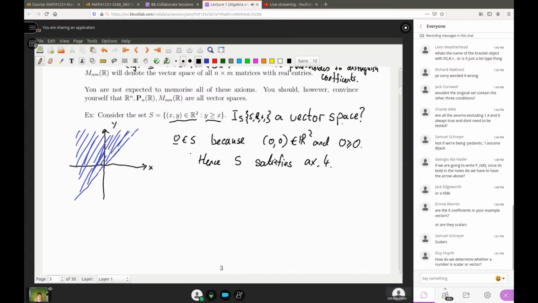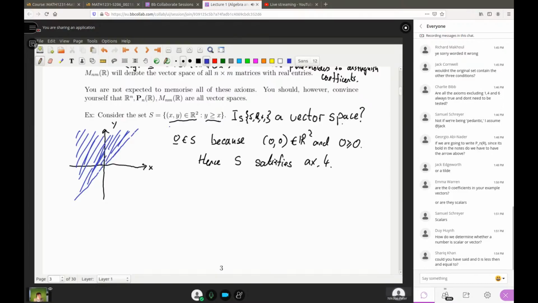0 is in S, so it does satisfy axiom 4. What about closure under addition? If I take two vectors from this space, you could have said 0. Yes, I could have said that, but I kind of prefer writing exactly what it says in this definition. Let's just think about what it means to be closed under addition.